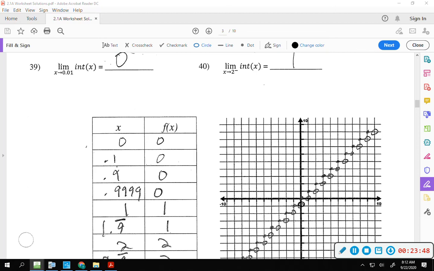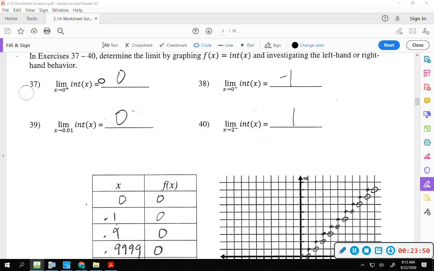So the right-hand limit is 0. The left-hand limit is negative 1. Therefore, there is no limit as x approaches 0 of the integer function. As a matter of fact, there is no limit as x approaches any integer value of the integer function because there is a jump discontinuity at every integer value.